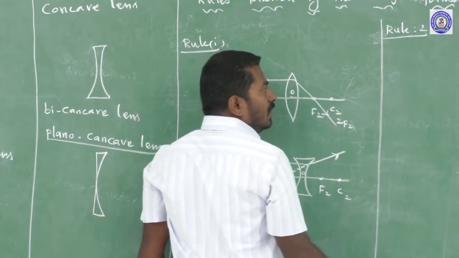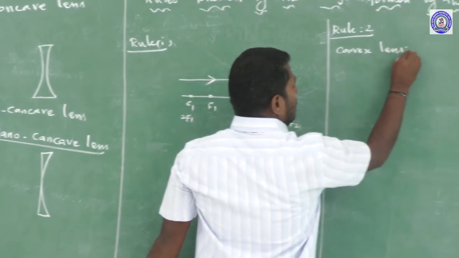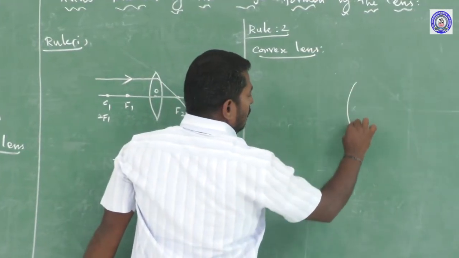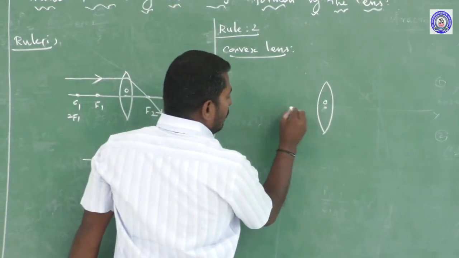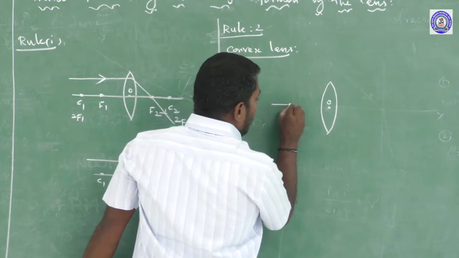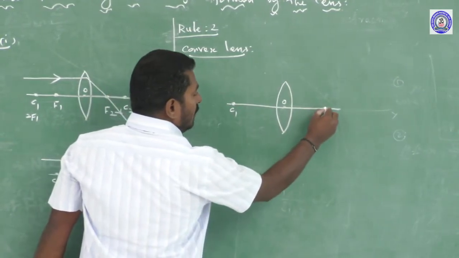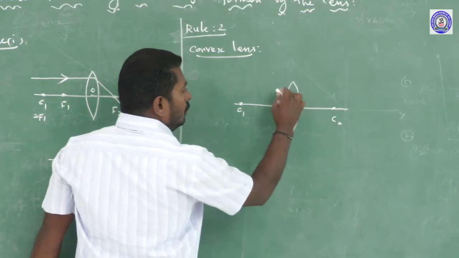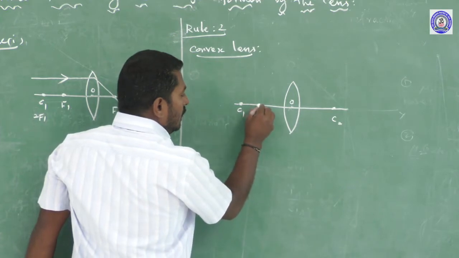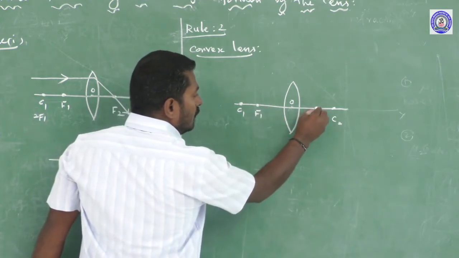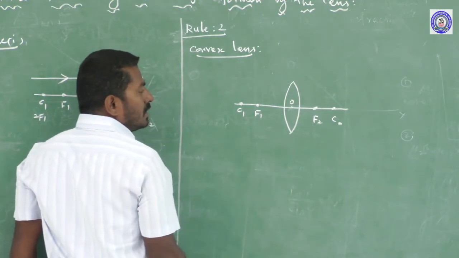Rule 2. In the case of convex lens, optic center, it is a principal axis. There are two centers of curvature C1 and C2 due to two refracting spherical surfaces. There are two focal points F1 and F2. Focal point is also called the principal focus.